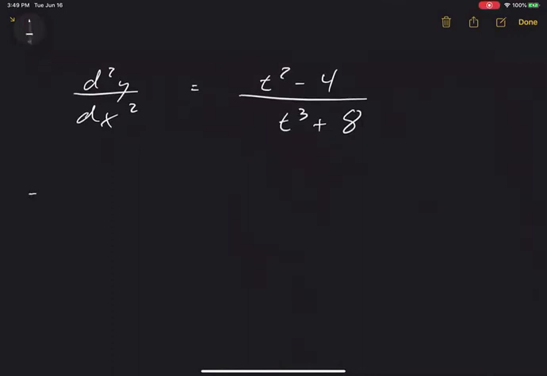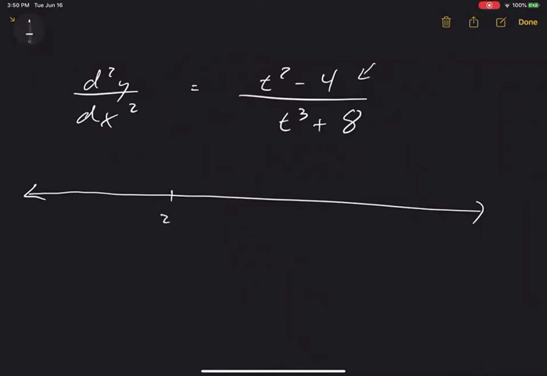What I'm going to do is draw a number line, and I'm going to look at the numerator. I'm going to find for what values of t the numerator is 0. Well, that'd be -2 and +2, right? And what about the denominator? When is that thing 0?